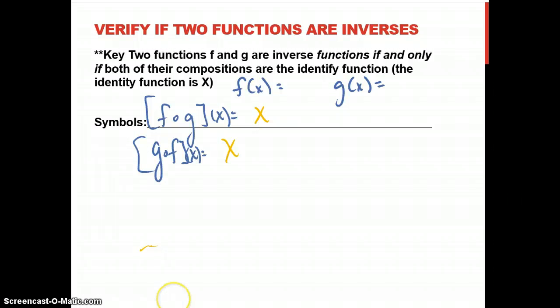The other way that I would encourage you to use is, if they give you two functions, take the inverse of the first one and see if that inverse matches the second function, because you know how to find inverse functions, so use what you know in that aspect. I'm going to show you how to do it both ways.